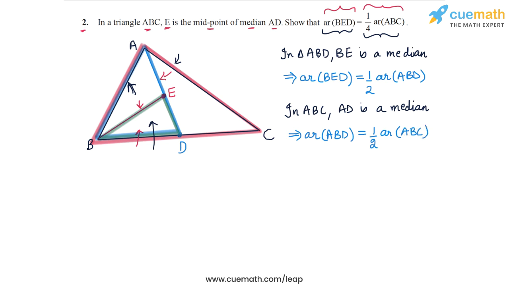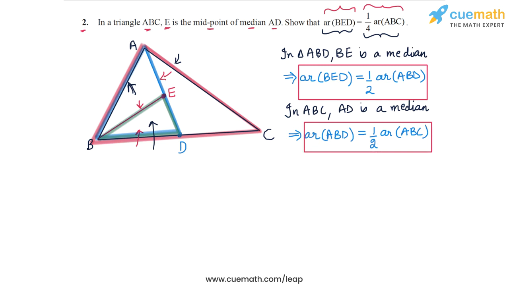So now just look at these two equations that we have. Area of BED is half of the area of ABD, but area of ABD itself is half of the area of ABC. And from these two, we can now conclude that area of BED is half of half of the area of ABC. So that's 1/4 the area of ABC. And this completes our proof. This is what we had to show, that the area of BED is 1/4 the area of ABC. So question 2 is finished.